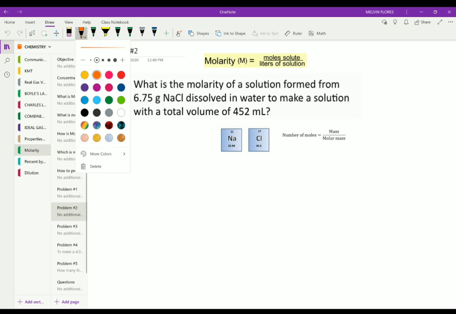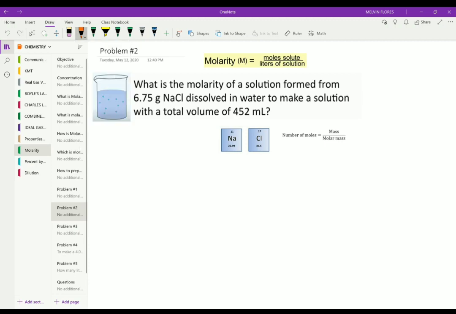So first thing that you're going to do is to actually identify what is given in the problem. So what is the molarity? So molarity is what we're looking for. Okay, formed from 6.75 grams. So that means that's the mass, not the mole.